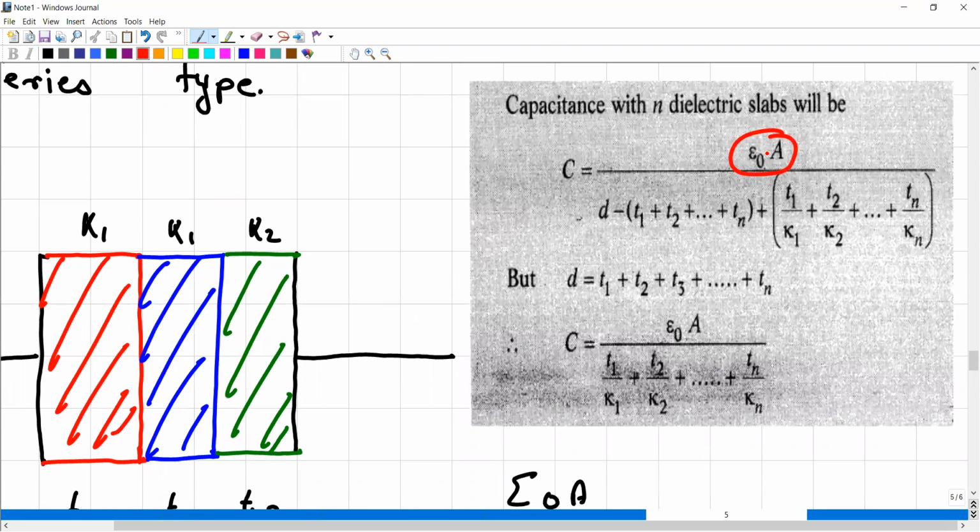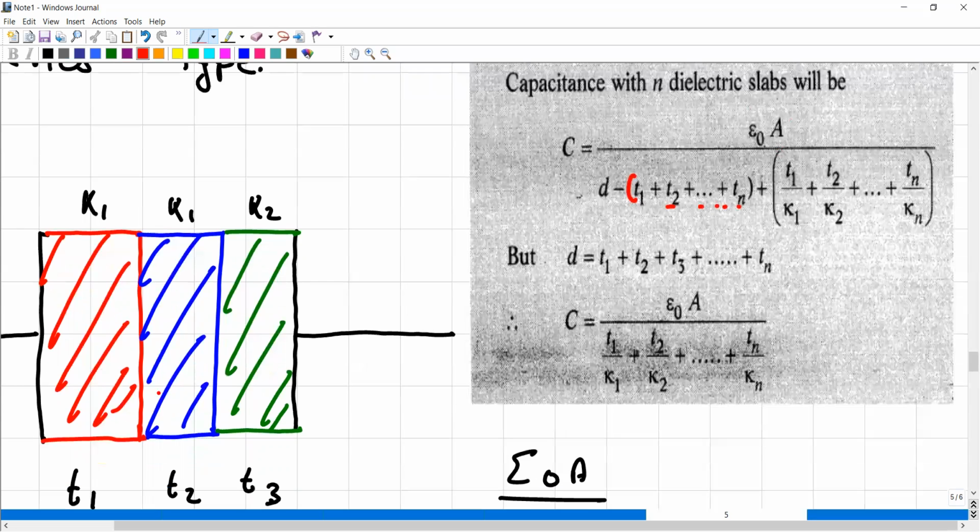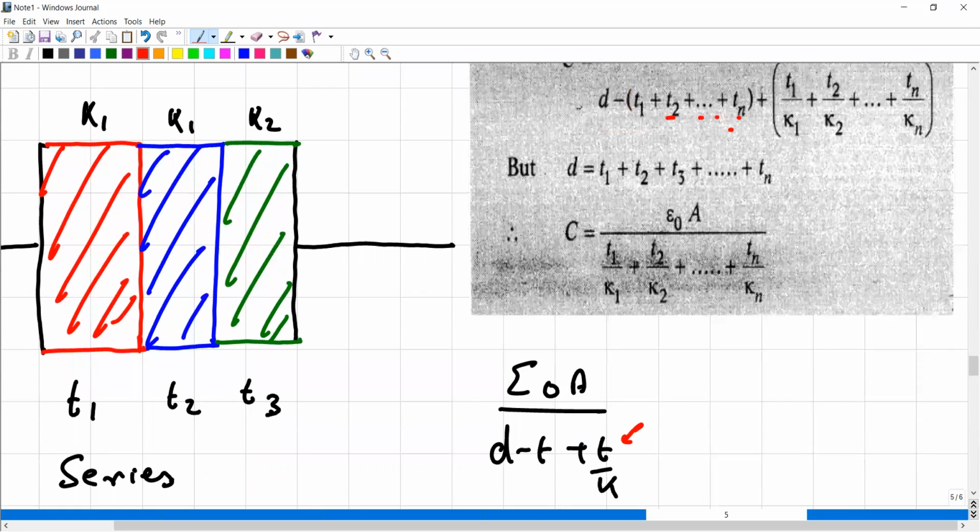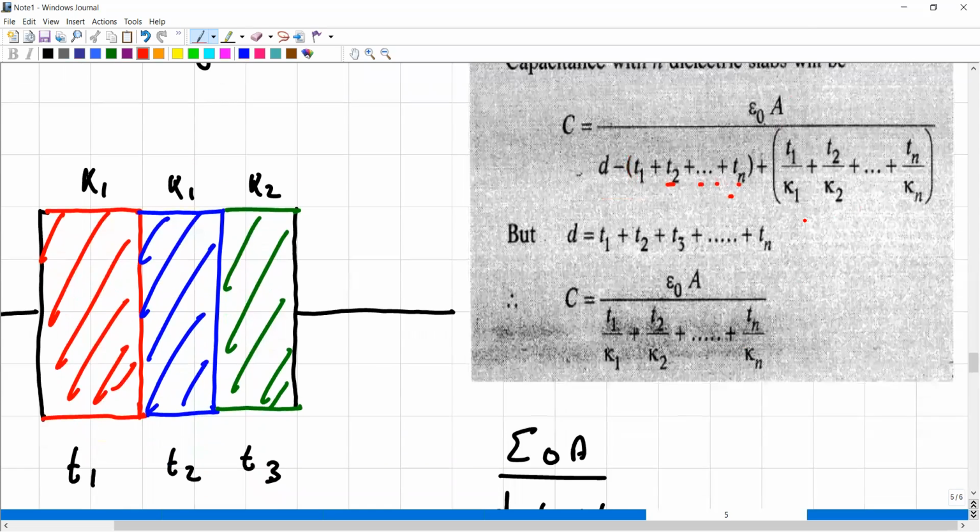Look closely. Epsilon naught A remains as it is in the numerator, and in the denominator, because you have multiple slabs, you will have D minus of T1 plus T2 plus T3 till Tn, the number of slabs that you have. Because you have multiple slabs, the thicknesses T1, T2, T3 are all taken in here. Plus T by K. Our original formula has this T by K. Again, we have multiple slabs here, so it will become T1 by K1 for the first slab, then the second slab, and so on up to Tn by Kn.